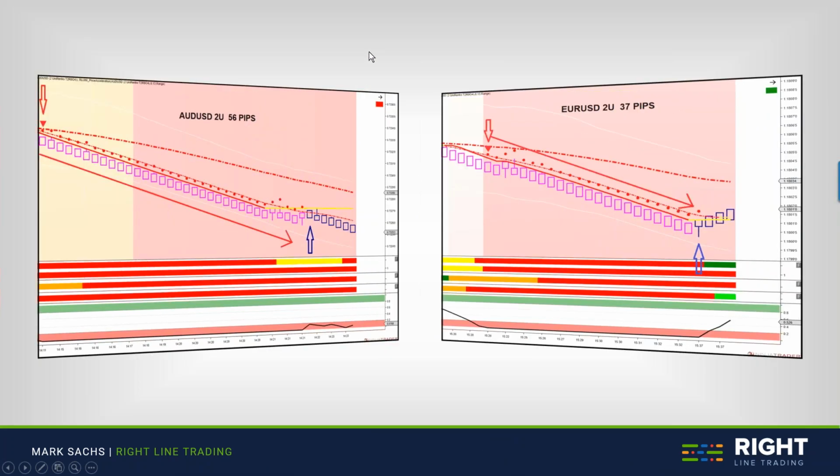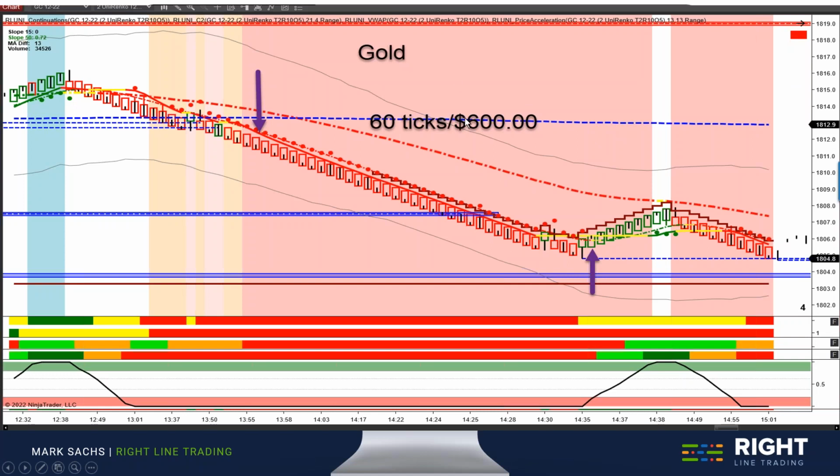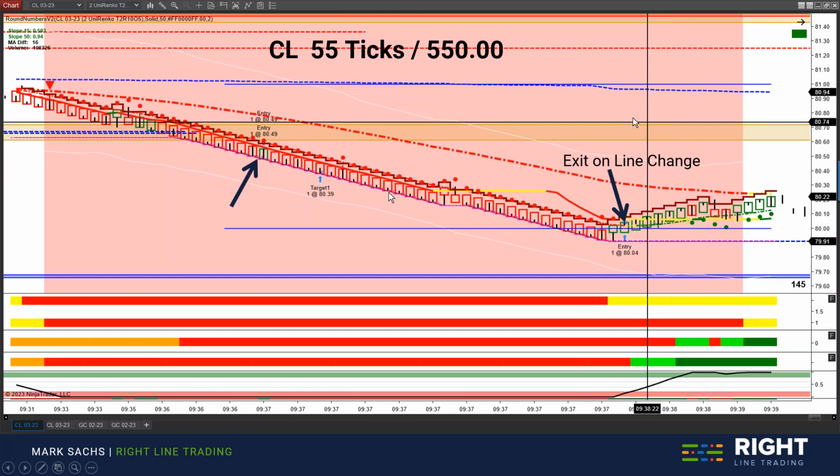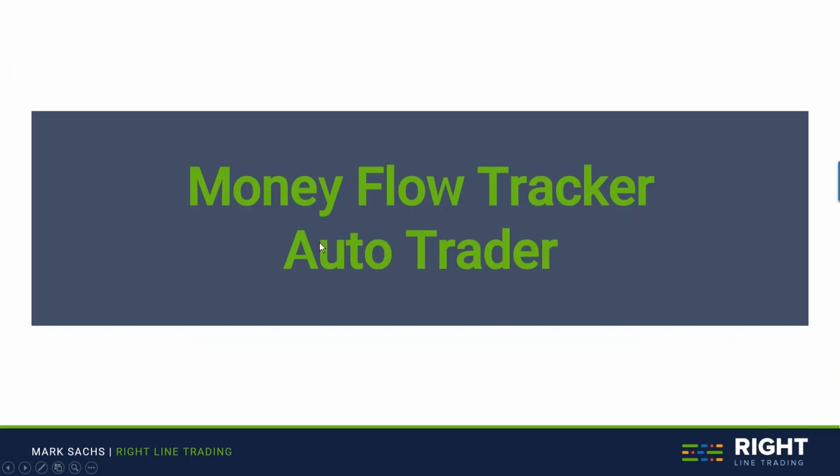And here's some other trades that we've taken. Here's a trade on gold for 60 ticks. Now, we didn't have to wait for a pullback here because we didn't have anything in the way. Natural gas. This is the VWAP, so we would have waited. Here's a trade that I took on CL. Here's my entry, my first target, and exited on line change. This trade was $550, and I trade 6 accounts. Okay, that's $3,600.